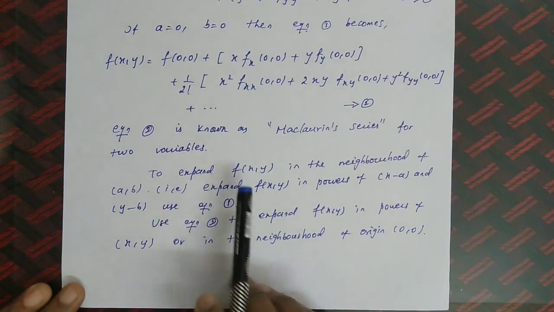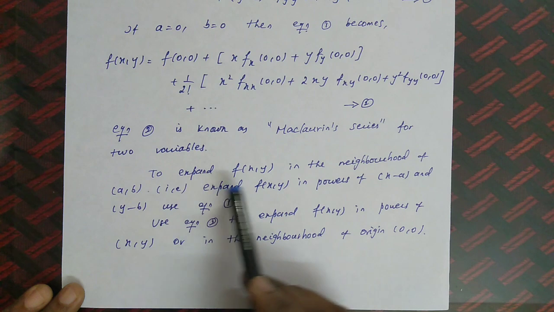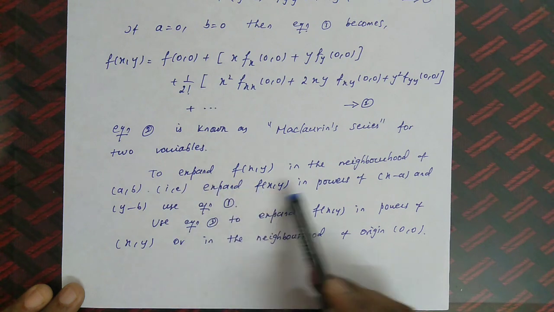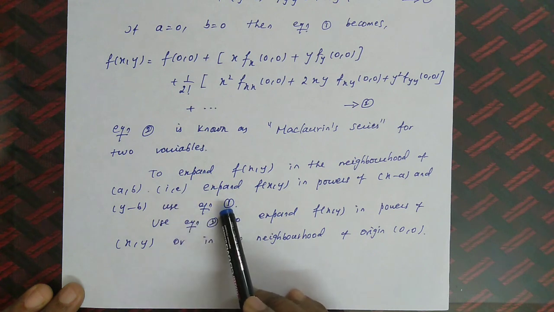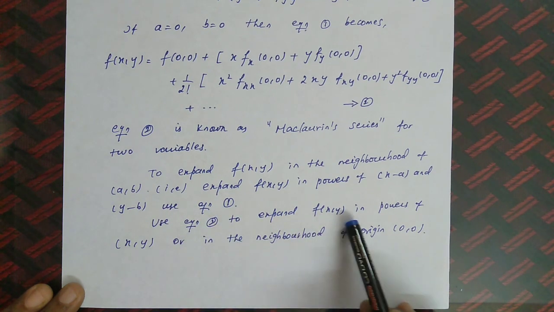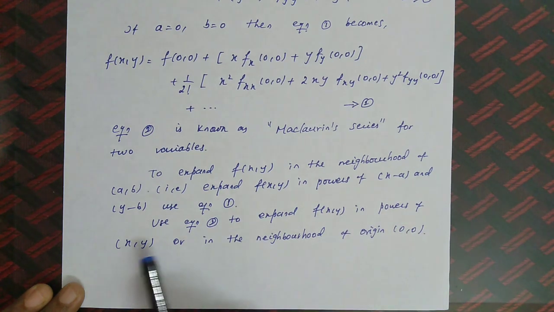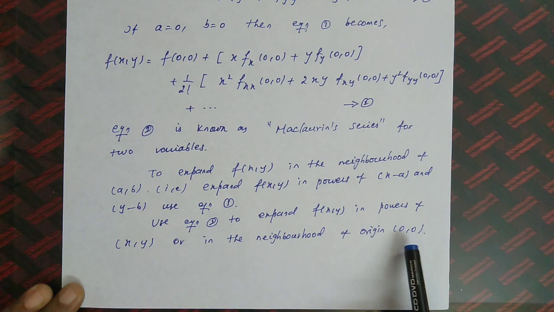To expand f of x comma y in the neighborhood of a comma b, that is, to expand f of x comma y in powers of x minus a and y minus b, use equation 1. Use equation 2 to expand f of x comma y in powers of x comma y, or in the neighborhood of the origin 0 comma 0.